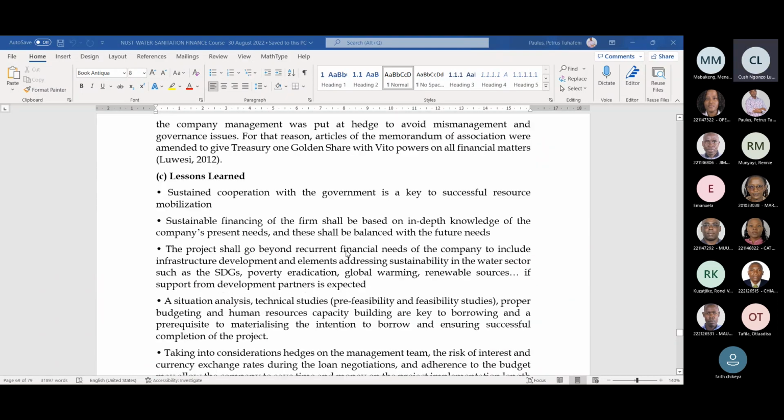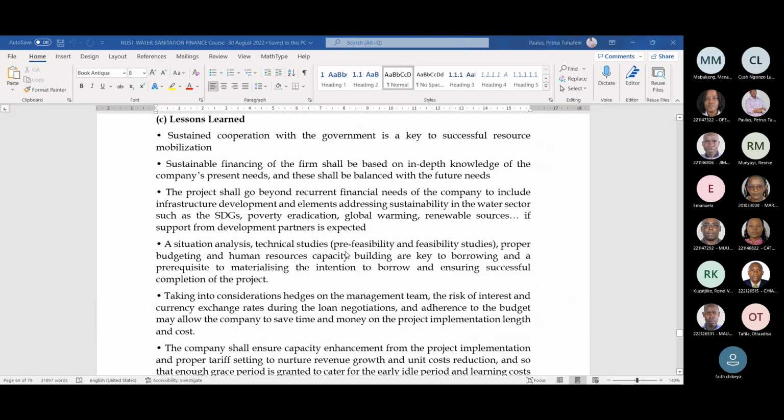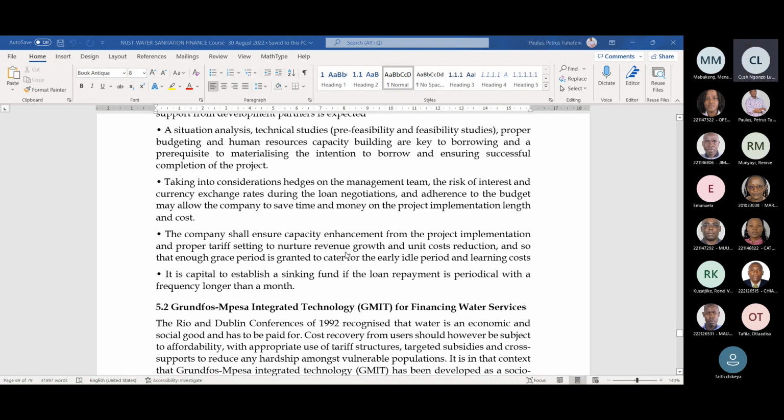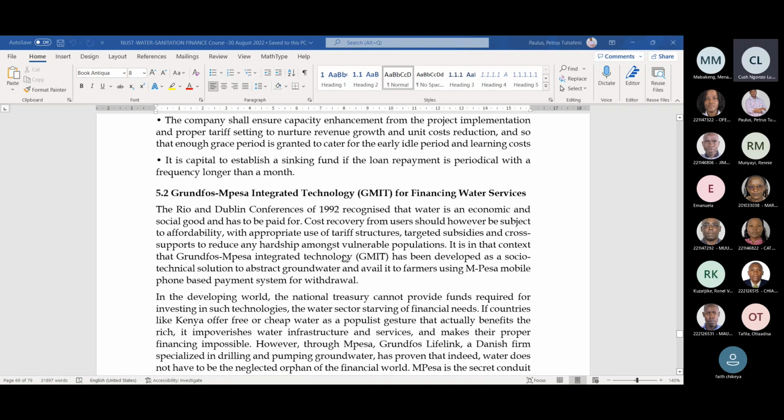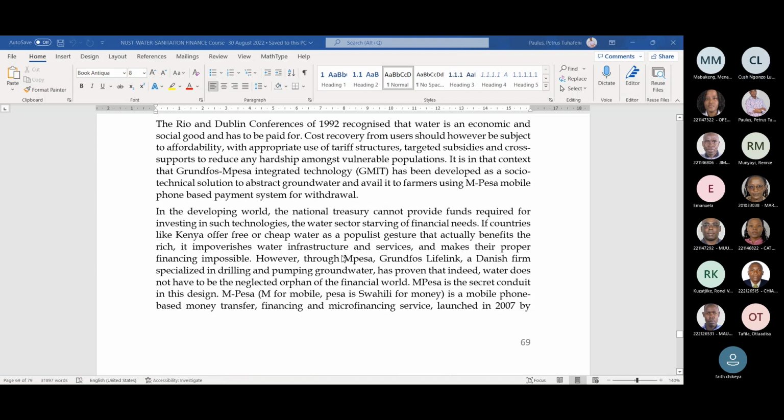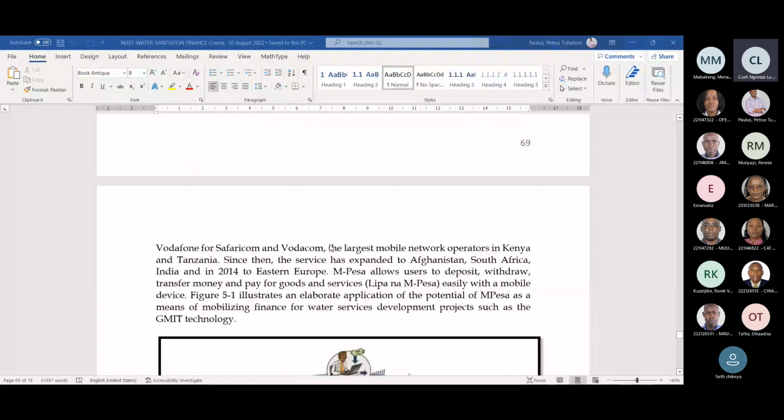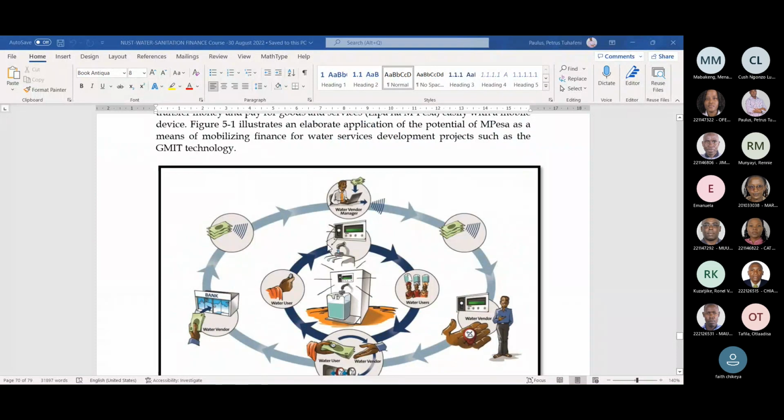Grundfos is specialized in pumps, in making pumps. M-Pesa is mobile phone money, so mobile money instruments. So these companies, Grundfos and Safaricom, which is the owner of M-Pesa, came together and they developed this GMIT. As you can see on page 71, I'm showing to you how the GMIT works.